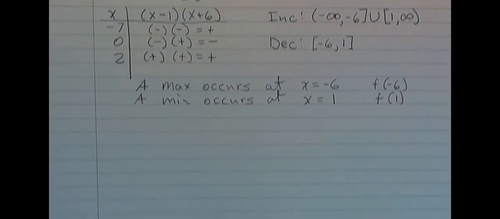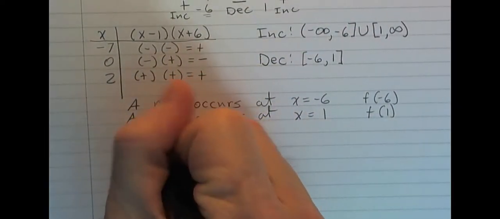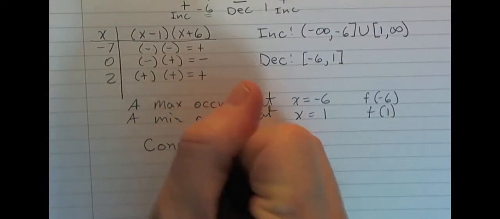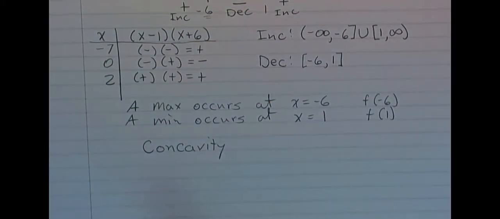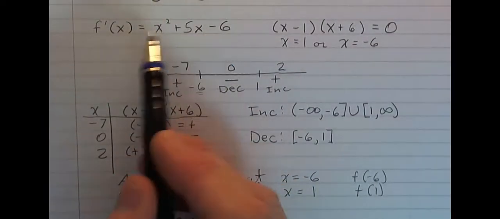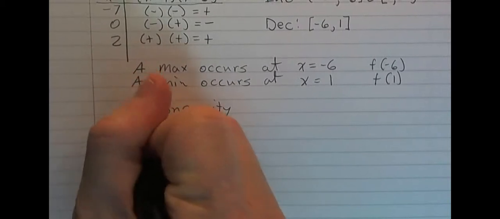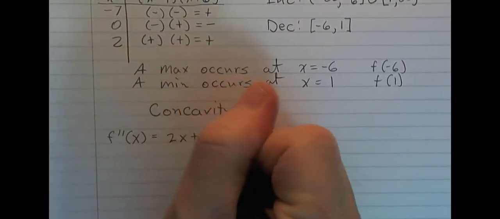Now, let's look at the second derivative. So now we're going to answer the question of concavity. Okay, on concavity. So here we go. I'm going to go back and get my function here and differentiate it again. So here we go. F double prime is 2x plus 5.